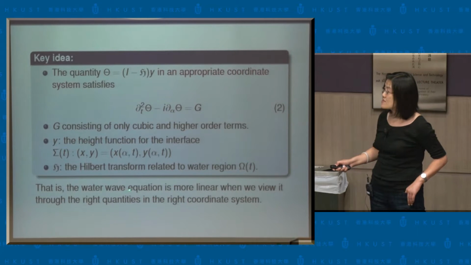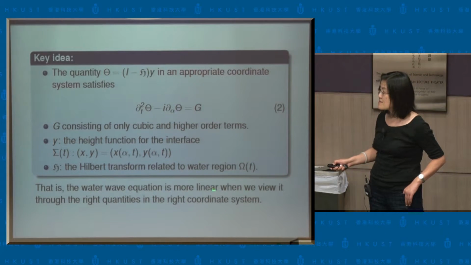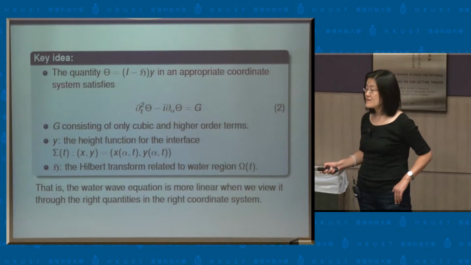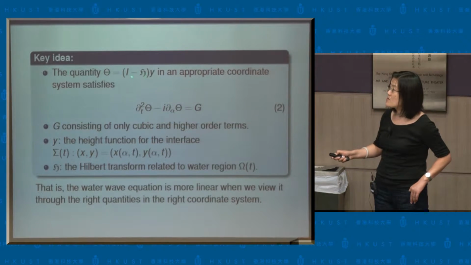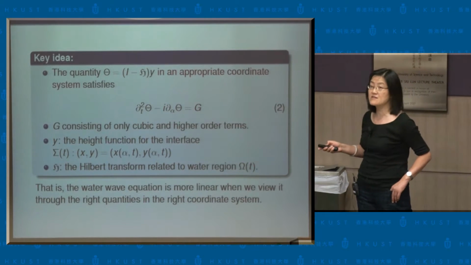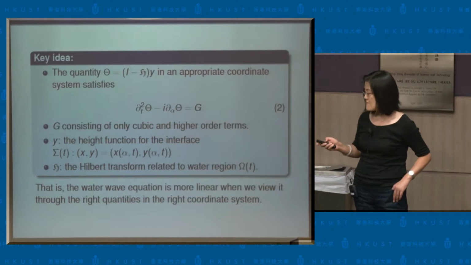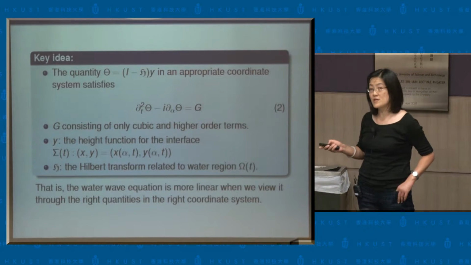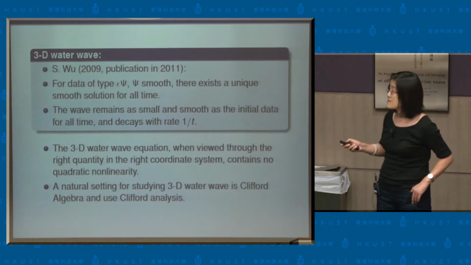So in other words, the water wave, when we look at it in the right quantity, in the right coordinate system, is more linear than we would normally imagine. Okay. So both the right quantity and the right coordinate system allow us to say that there's no quadratic nonlinearity. In fact, the effect from the nonlinearity is weaker than we normally thought. Okay, there's no quadratic nonlinearity.